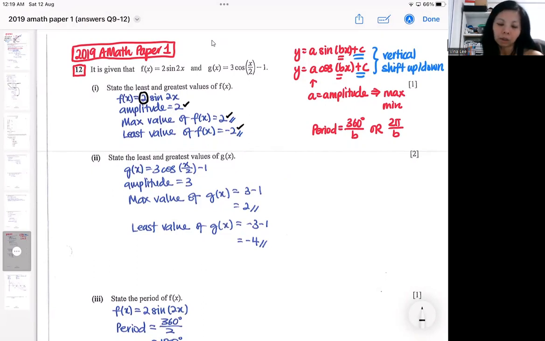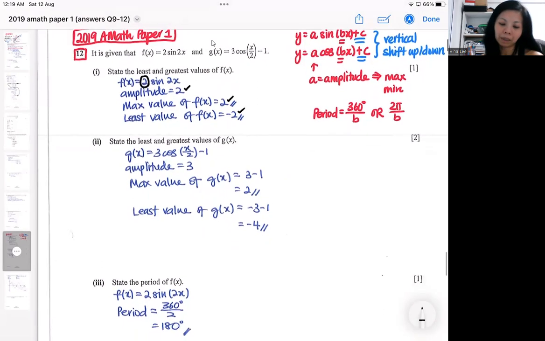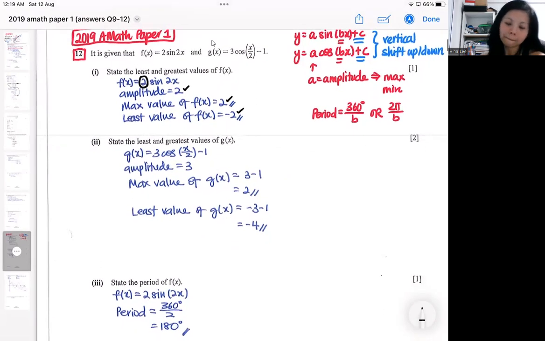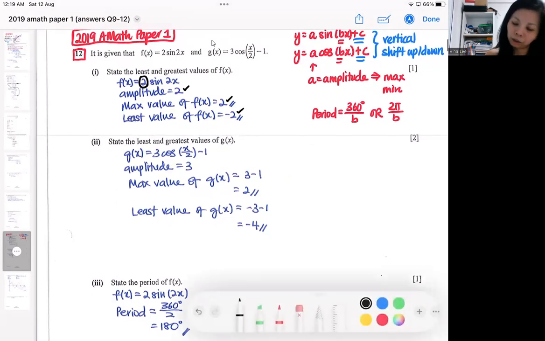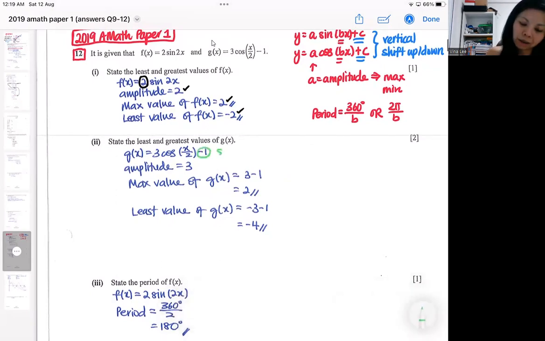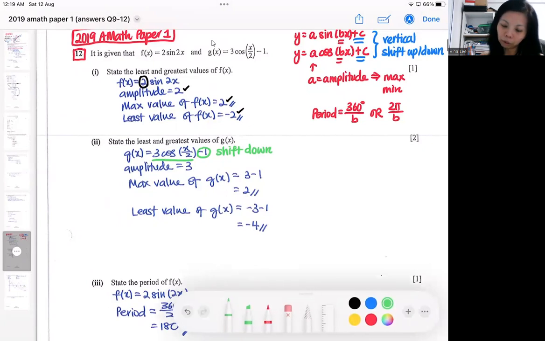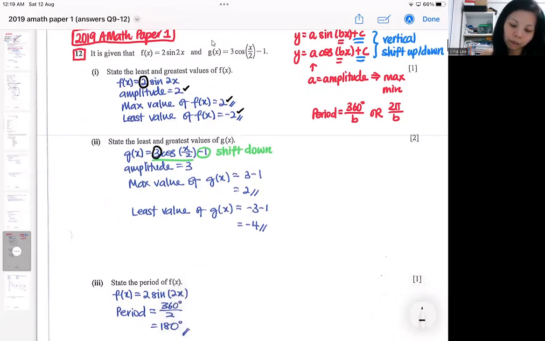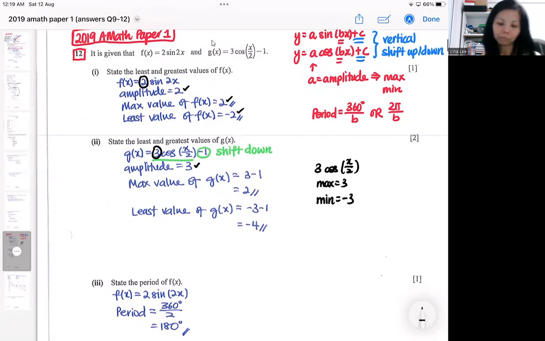Okay, the next one is also asking for the maximum and minimum value of g(x), but g(x) has a shift. There is a shifting down. g(x) has a shifting down from the cosine graph. So I'm also going to get the amplitude first. The amplitude will be 3. So before any shifting, the maximum is 3 and the minimum is minus 3.